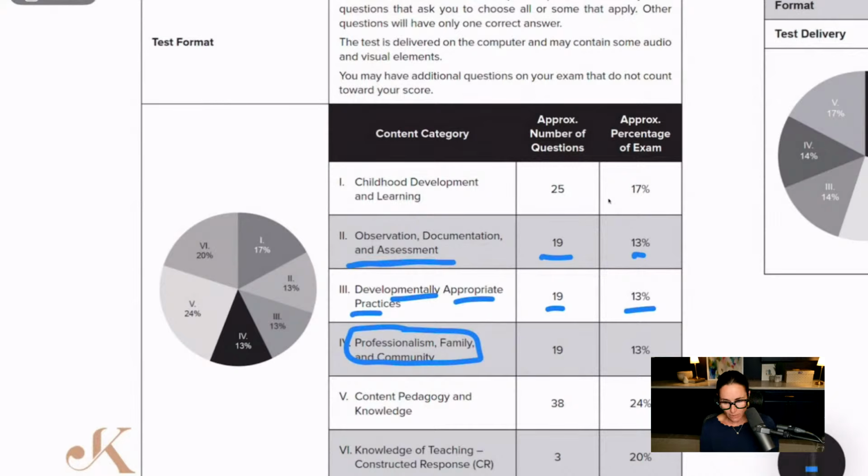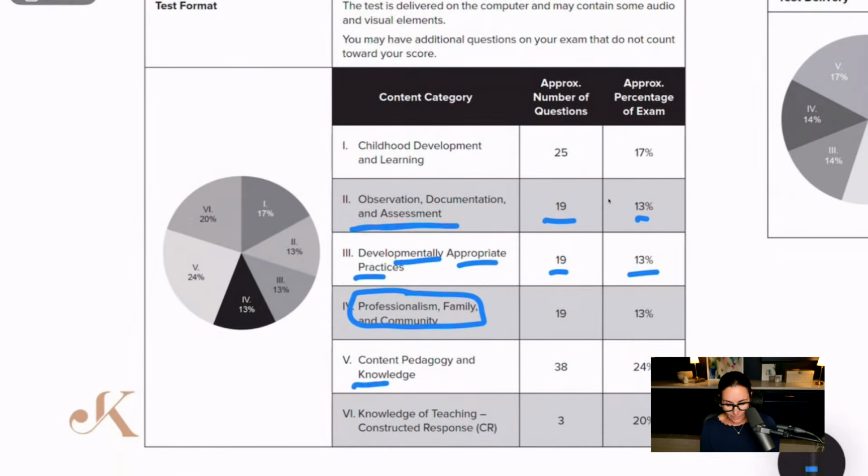Now, this part here, content pedagogy and knowledge. This is the subject area stuff. This is going to be the math questions, the language arts and reading questions, the science and the social studies. And notice, this has a lot of questions, but it's split up among all of those categories: math, language arts and reading, science, and social studies. So yes, it is the largest part of the exam, but it's actually broken up by all these other categories as well. You're going to have all those different types of content. That's 24% of the test.